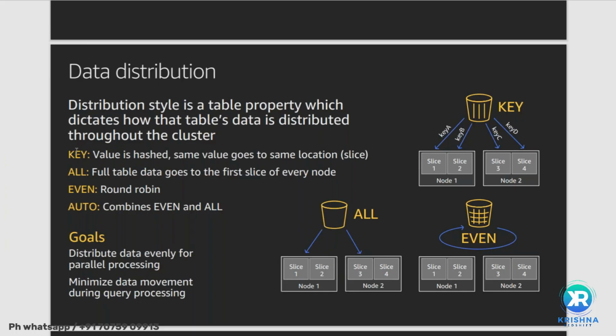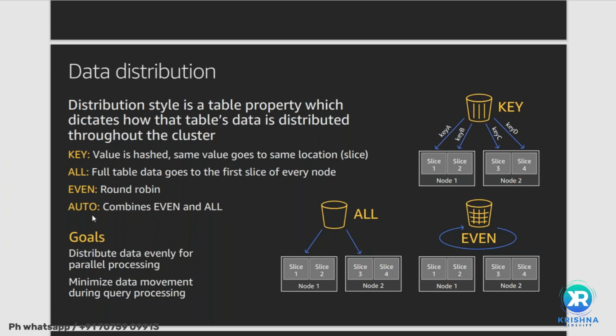Then I'll just briefly say: key means you will define a column. All means an entire copy of the data will be put in the first slice of each node. Even means it will just round robin, which means it distributes the data equally: 1 2 3 4, 1 2 3 4 5 6 7 8 9 10 11 12, like that. If you have 10 slices, 1 through 10, then again 11, 12, 13, 14, 15, 16, 17, 18, 19, 20, like that, round robin.